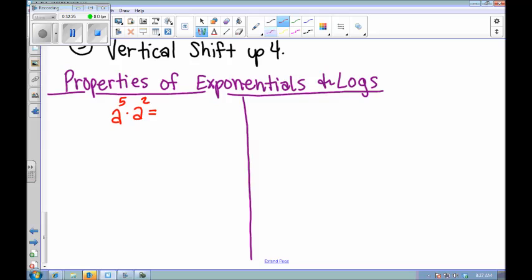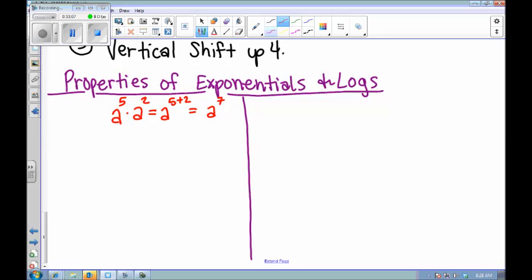A to the 5th times A to the 2nd. When dealing with these exponents and the base is the same, are their bases the same? It rhymes, that's all I'm doing. Yes. When we multiply exponents, what do we do with them? Add. Because when we multiply exponents, we add. Multiply, add. Multiply, add. So this becomes 5 plus 2, which equals A to the 7th. There's a reason I'm talking about this right now.